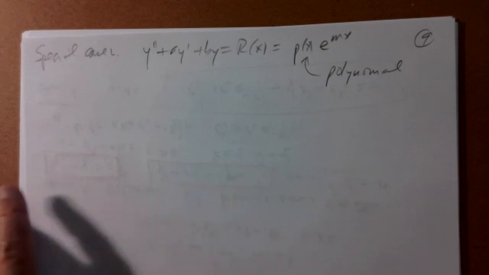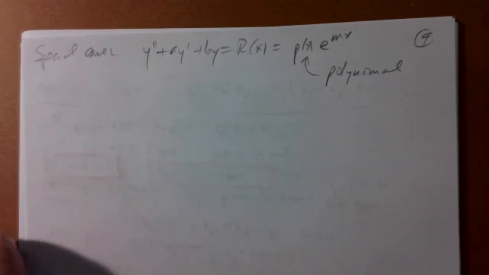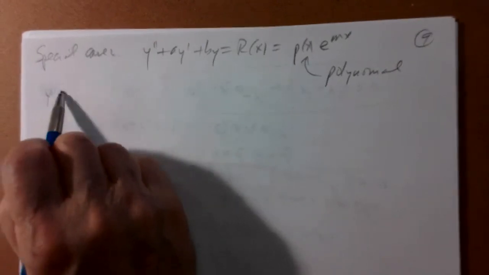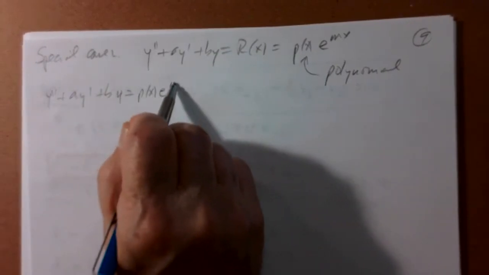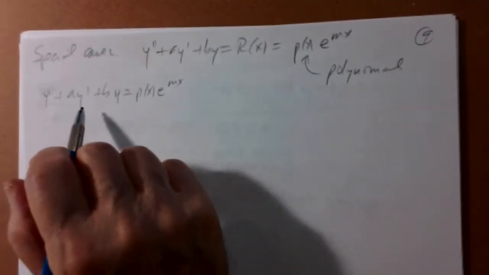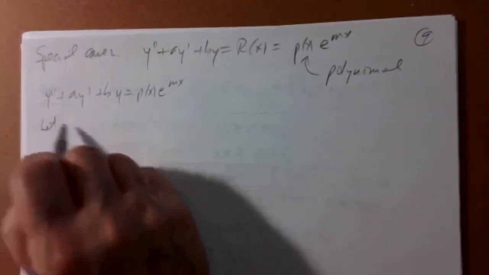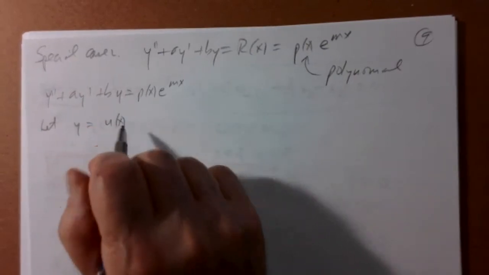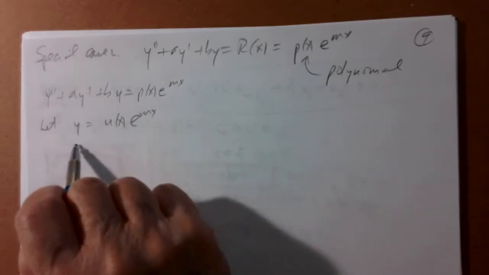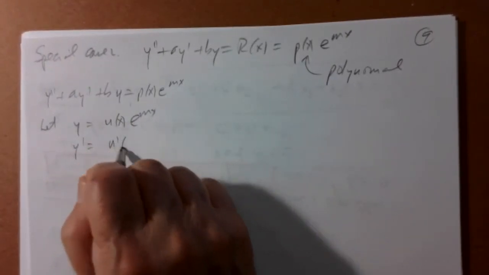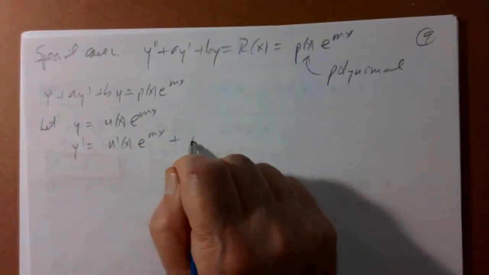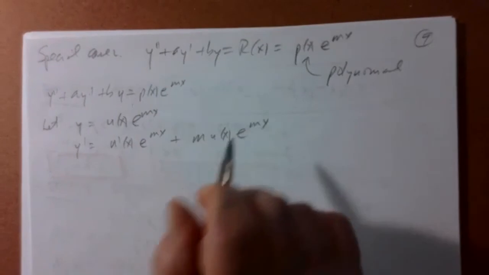And there's a method to deal with this, which is the following. So we have y double prime plus a y prime plus b y equals p of x e to the mx. And we make a substitution. We let y be some function u of x times e to the mx. We're going to look for a solution of this differential equation in this form. If y is u times e to the mx, y prime is u prime of x e to the mx plus m u of x e to the mx.